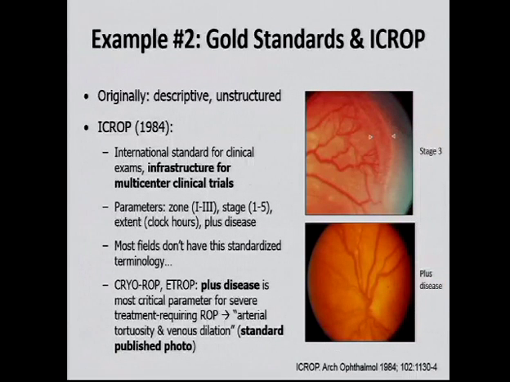Example number two is what I'll call gold standards and classification. It turns out that when you diagnose this disease, back in the old days, the diagnosis of ROP was completely descriptive and unstructured. What that means is that you would basically use an ophthalmoscope, look at the retina, and just draw that picture, with no infrastructure for what the findings really mean.